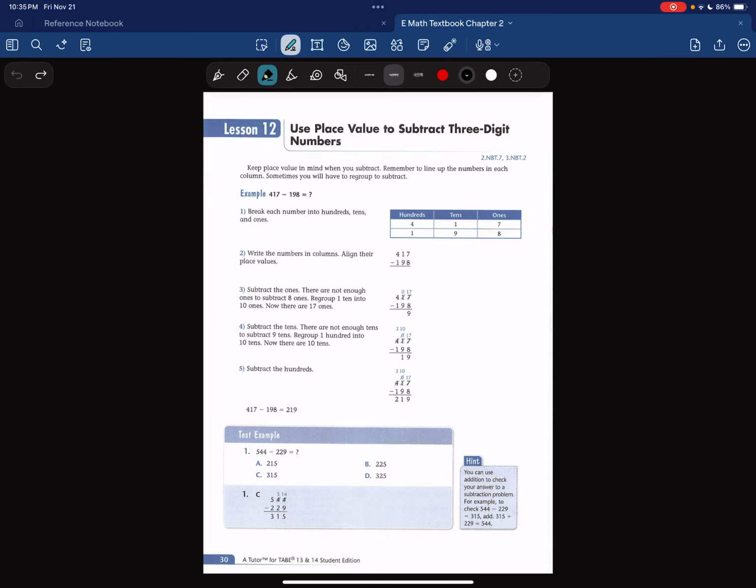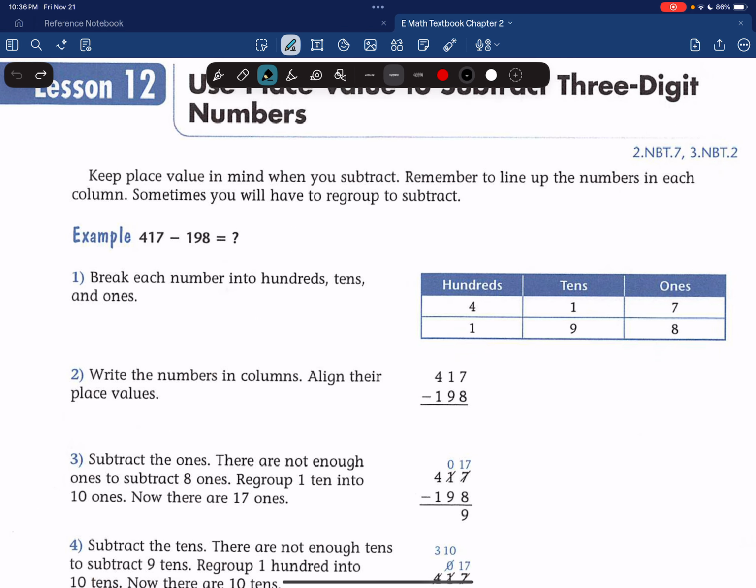In this video, we are on page 30 of the textbook, looking at lesson 12, and we're going to be using place value to subtract three-digit numbers. And this will be the algorithm method. As these numbers get larger, it will be easier if you can do it using the algorithm. So let's look at our instructions.